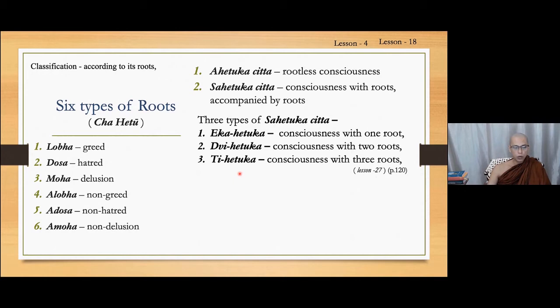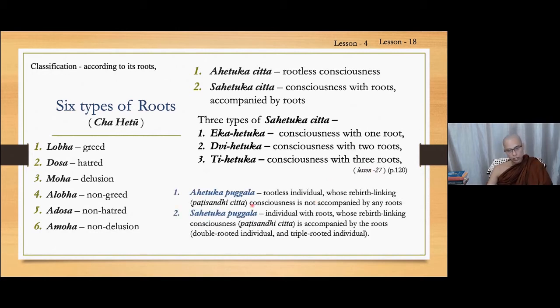But there is no consciousness accompanied by 4 roots, because they have different natures: the unwholesome 3 and the other undetermined 3. They have a different nature. They cannot mix together. They cannot arise together at the same time. That is why at most only 3 can arise at the same time.